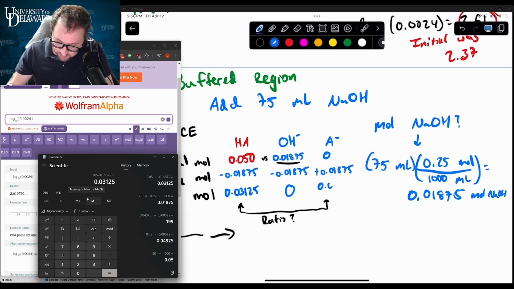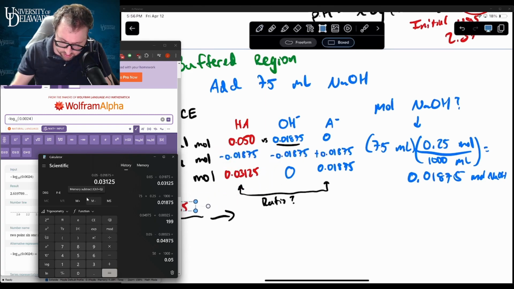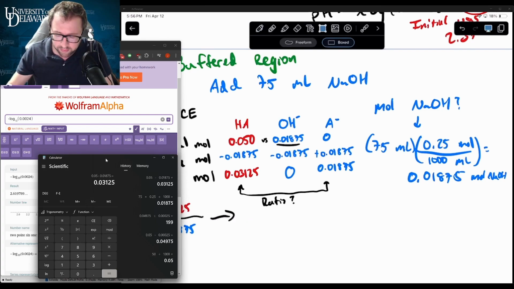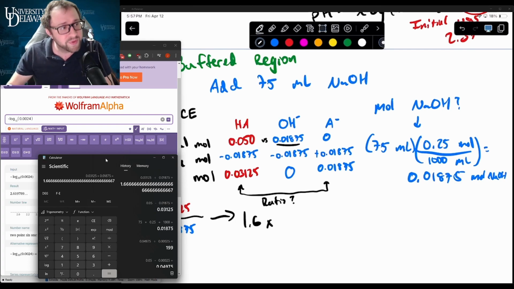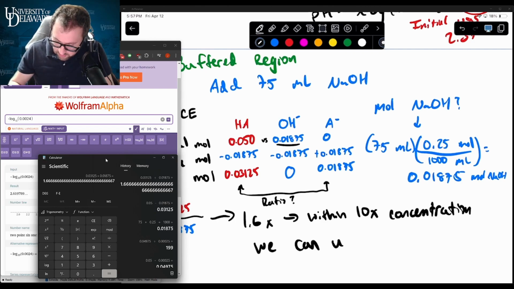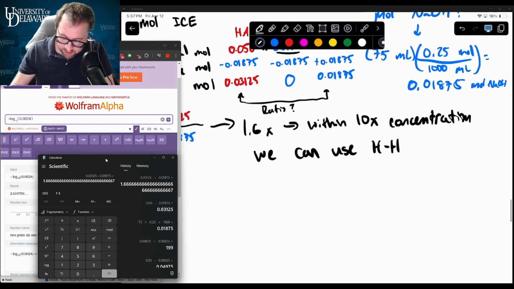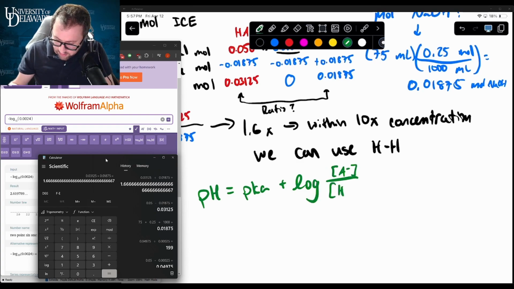That leaves 0.03125, and we're going to have 0.01875 over here. Again, we can just compare these mole amounts to find out what the ratio is. I like to divide the bigger one by the smaller one, just because it's easier to make sense of large numbers as opposed to decimals. So that's 1.6x, and that is within 10x concentration. So we can use Henderson-Hasselbalch here. If we remind ourselves, Henderson-Hasselbalch is pH equals pKa plus the log of A minus over HA.